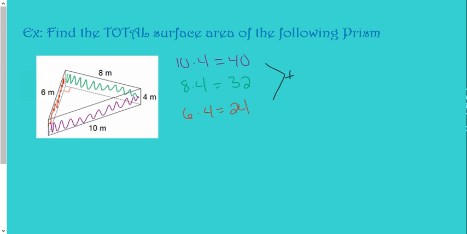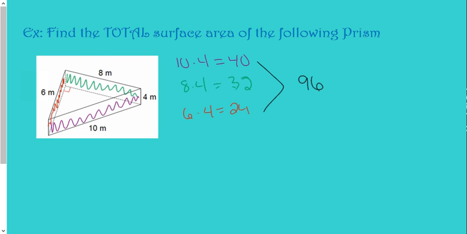Now, if you notice, if I add all 3 of these up, so my total area here, if I do 40 plus 32 plus 24, I get 96. And if you look back, that's the lateral area that we got before when we did it the other way. So this works just as well, gets you the same exact thing.